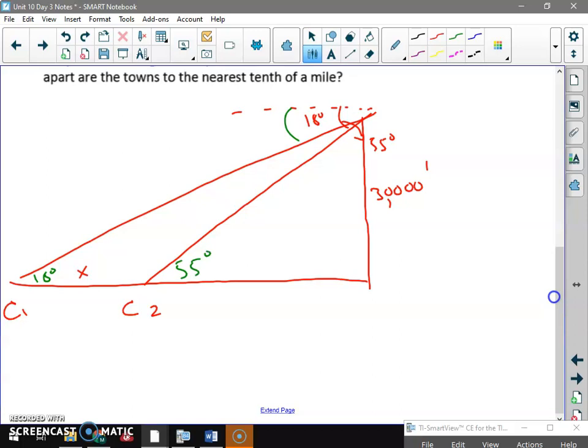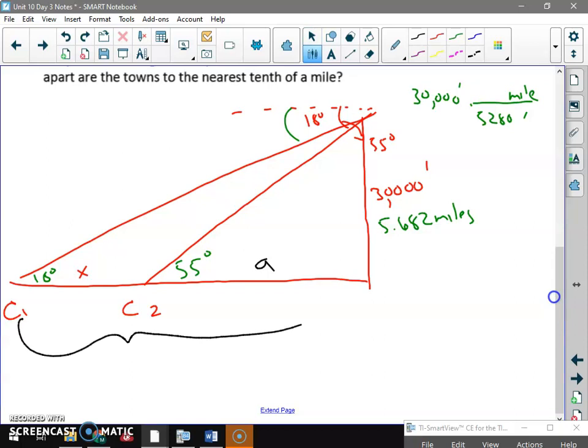Okay? And I'm going to do it almost the same way that I did it before. By the way, since I want to do miles, I'm going to convert 30,000 feet to miles, which means I've got to divide by 5,280 feet to get miles. Remember that stoichiometry. 5.682 miles up in the air. So now we can create a couple equations. I'm going to find A. I'm going to find both. And I'm going to subtract to find B.